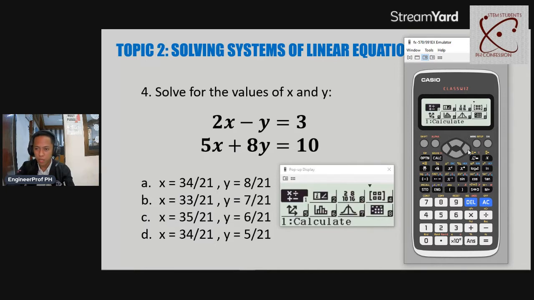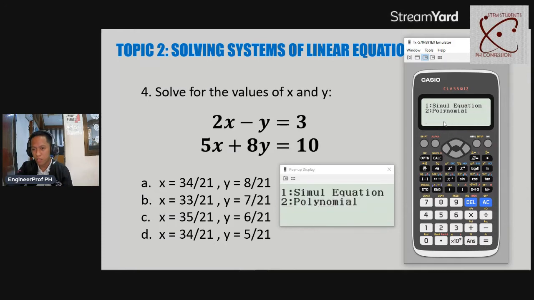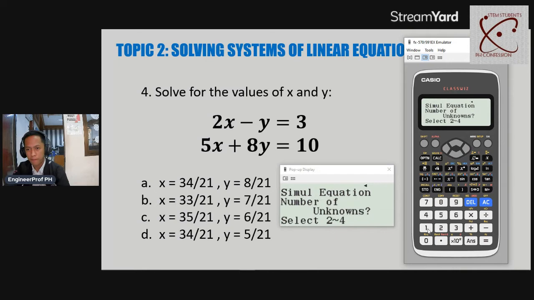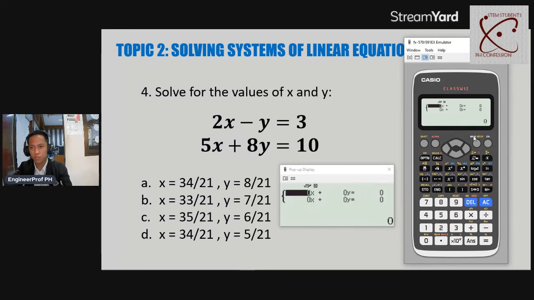So, menu and go to equation. Napin natin sa equation. Ayan, equation. So, A or just, pag na-navigate mo na, just press equals. Okay? So, simultaneous equation. So, 1. How many number of unknowns? So, we have here 2 unknowns tayo, x and y. So, press natin si 2. Ayan. So, bibigyan tayo ng equation in this form.